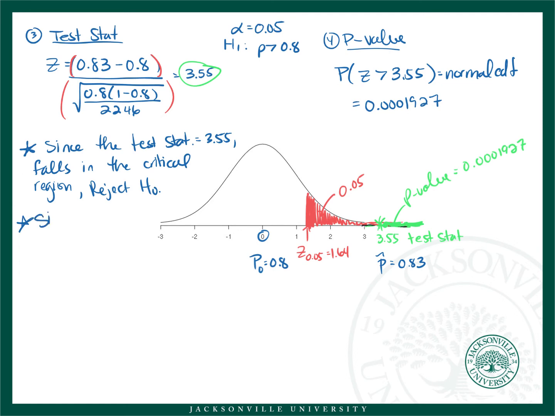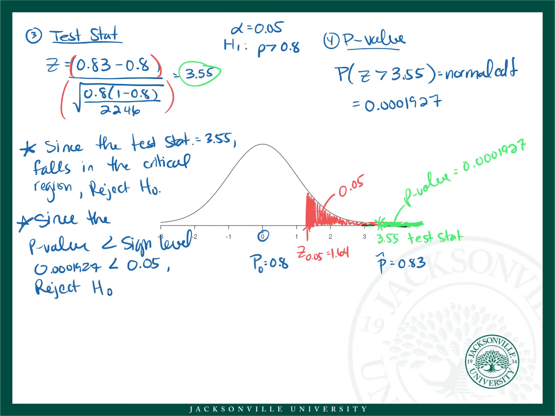So here you can say since the p-value is less than our significance level, meaning 0.000197 is less than 0.05, we would come to the same conclusion, which is to reject the null hypothesis. Okay. So that's step 5, making a conclusion about the null hypothesis. And then the last step is to interpret your results.